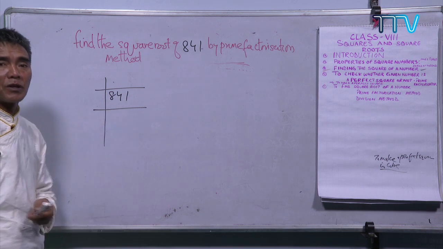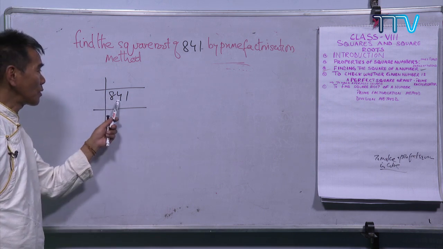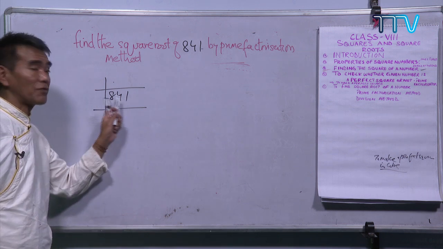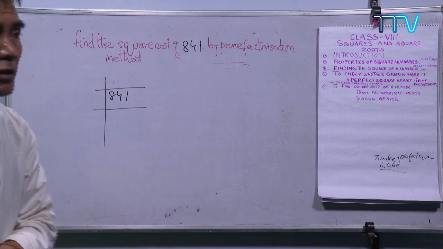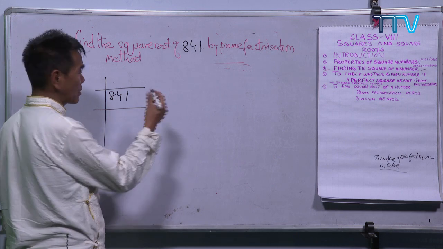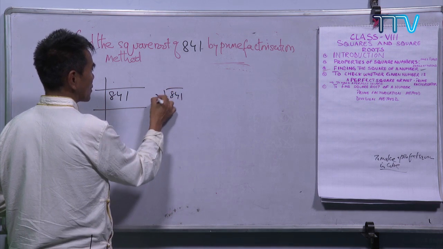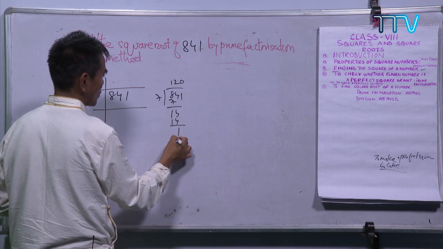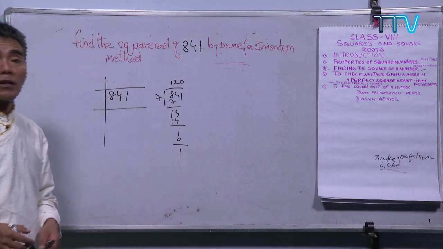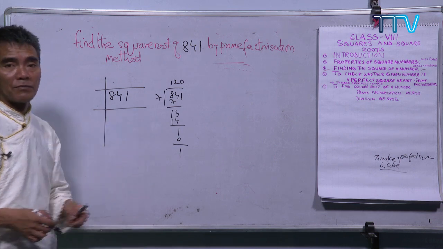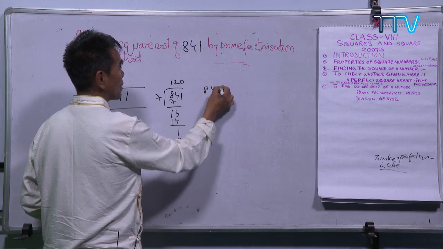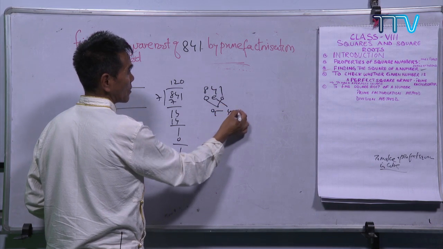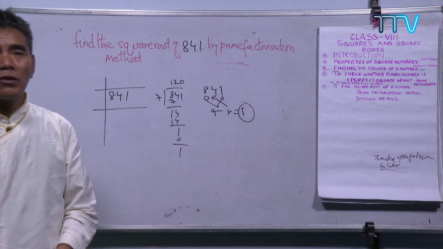The digit sum is 8 plus 4 is 12, plus 1 is 13, so it is not divisible by 3. Not divisible by 5, since the unit digit is not 5 or 0. Next try 7: 7 times 1 is 7, remainder 1, so not divisible. Next try 11: from the odd and even positions you find the difference, which must be a multiple of 11 or 0.